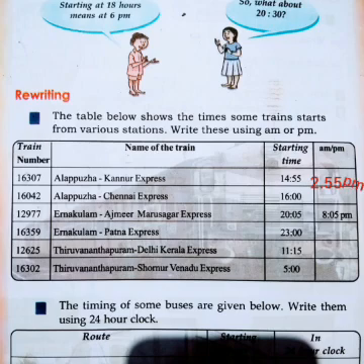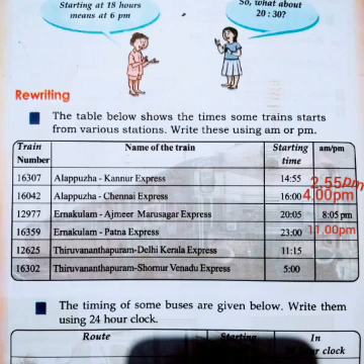Next one. Alappuzha Chennai Express 16 hours. How can we convert? 16 minus 12 equal to 4. PM or AM? Yes, 16 is greater than 12, so here the answer is PM. Okay, the fourth one. Ernakulam Patna Express 23. How can we find? Yes, 23 minus 12. Our answer is 11. PM or AM? Surely 23 is greater than 12, so the answer is PM.